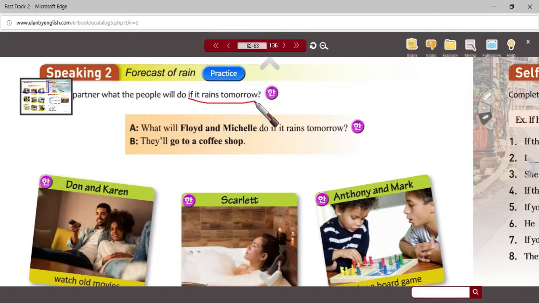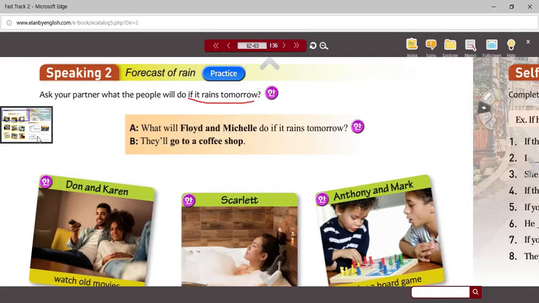So you don't 100% know what the weather will be like tomorrow. We can make guesses. In this case, we're going to be ready. If it rains tomorrow, what will we do? It's a common enough question. But in this case, you're going to ask your partner what these other people will do in their situations. I guess you know these people quite well, and you can talk about them.